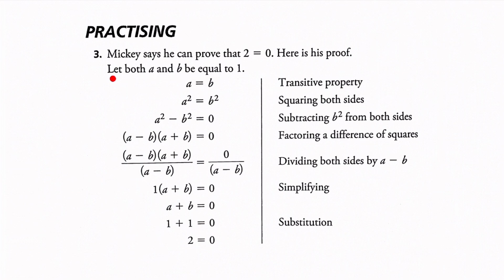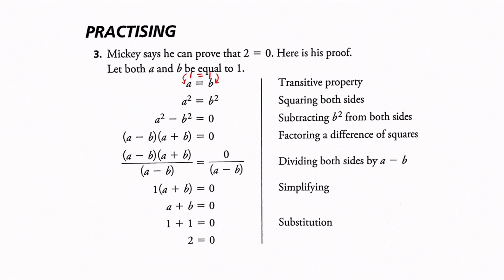So he starts by saying, let A and B be equal to 1. So if A and B are both equal to 1, you could say that 1 equals 1. So that's how they start out. And then A is 1 and B is 1. So that's how this begins. And then what they did was they squared both sides. And on this side, it's describing what he's doing. So squared both sides.